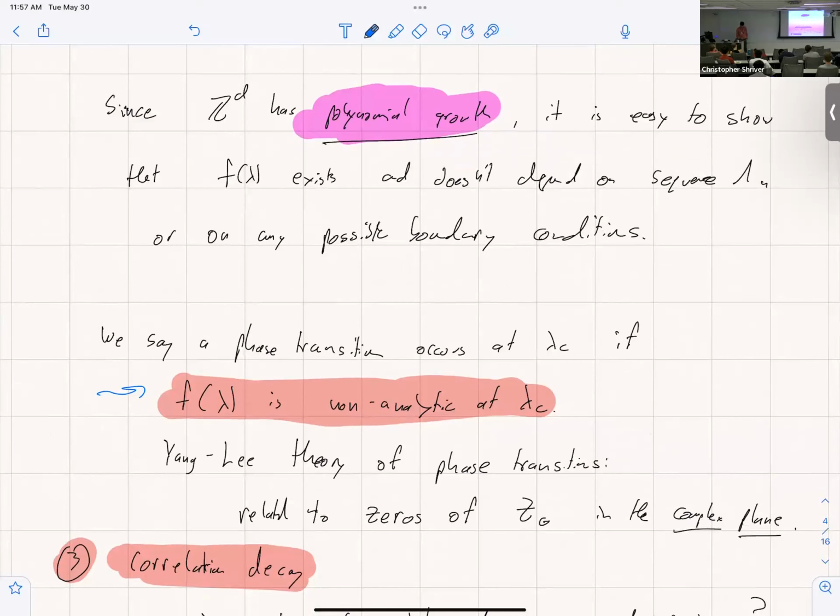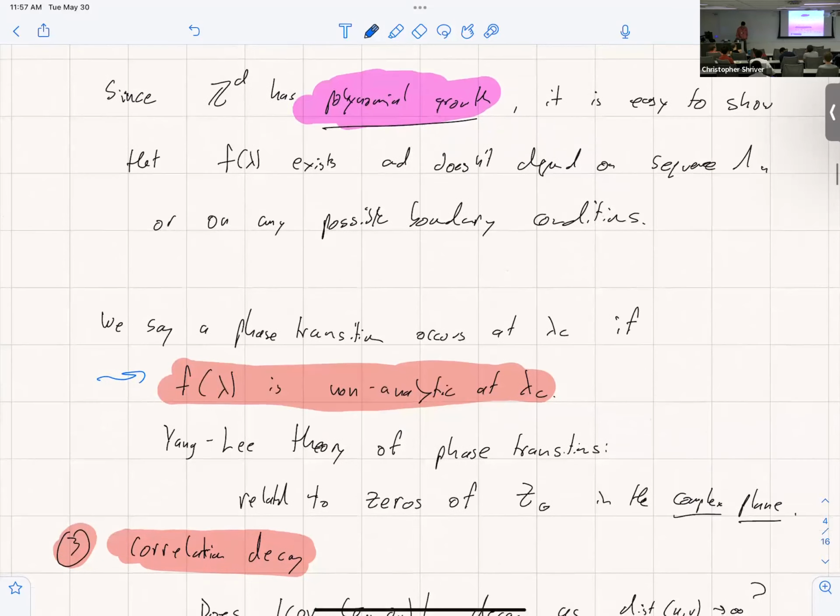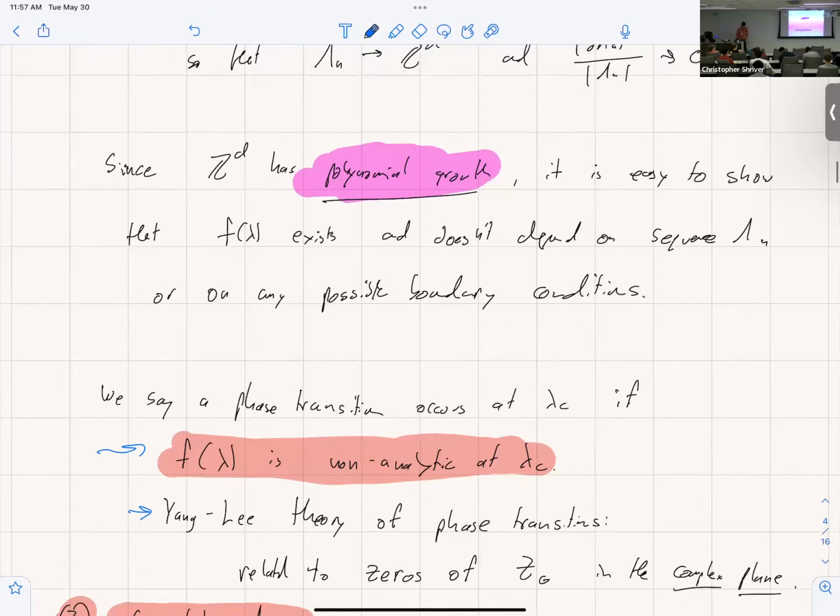And so somehow this is saying that phase transitions are related to the behavior of the partition function when you plug in complex values of the parameters. This is a whole topic for a different talk, but this is the Yang-Lee theory of phase transition. So you have a phase transition if you have a sequence of complex zeros approaching the positive real axis. So that's a second definition.